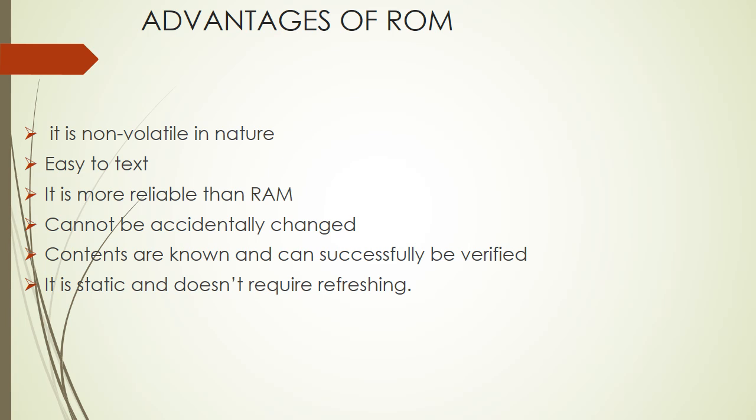But RAM is known as volatile. It is a temporary type of memory. That is why ROM is more reliable than RAM. It cannot be accidentally changed. You cannot change it by mistake. You have to follow due process before modifying it.